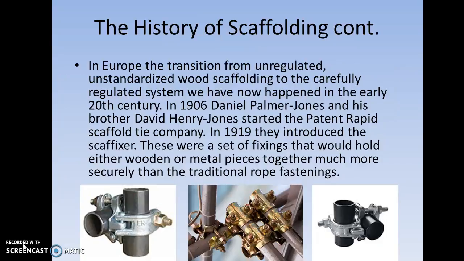In Europe, the transition from unregulated, unstandardized wood scaffolding to the carefully regulated system we have now happened in the early 20th century. In 1906, Daniel Palmer Jones and his brother David Henry Jones started the Patent Rapid Scaffold Tie Company. In 1919, they introduced the Scaffixer. These were a set of fixings that would hold either wooden or metal pieces together much more securely than the traditional rope fastenings.